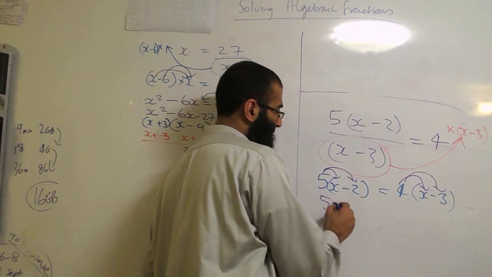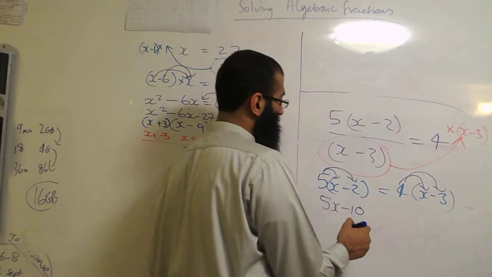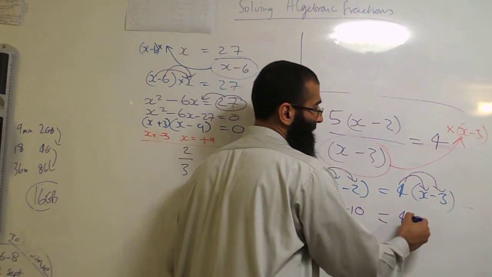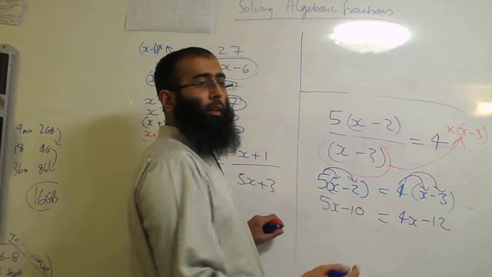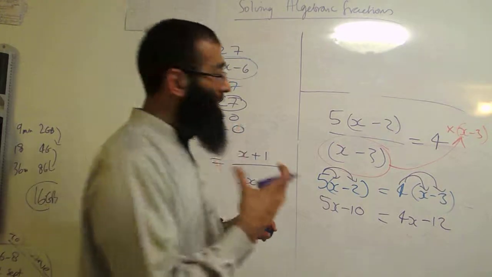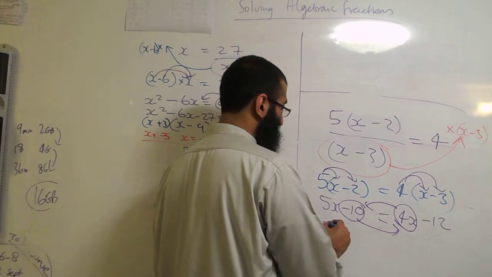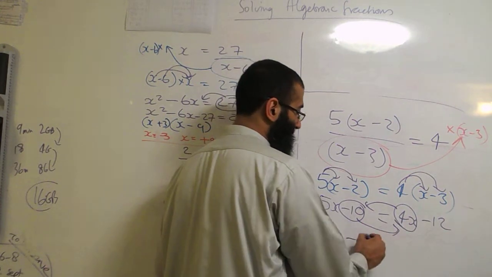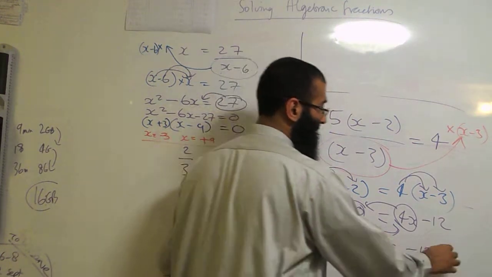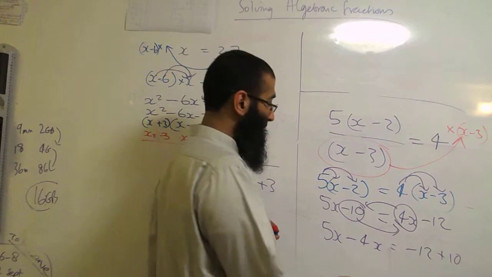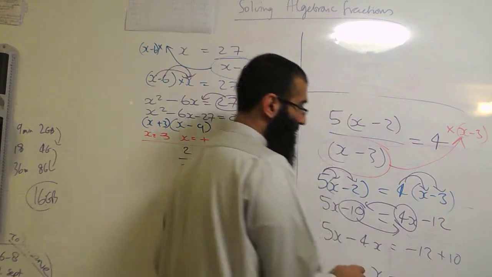So 5 times by x will give us 5x, 5 times by minus 2 will give us minus 10. 4 times by x will give us 4x, 4 times by minus 3 will give us minus 12. Now we need to move the smaller x item to the larger x item. So the 4x goes this way and the minus 10 goes that way. So you have 5x, the opposite of plus 4x is? Minus 4x. And minus 12 stays there. And the opposite of minus 10 is? Plus 10. 5x minus 4x is x. Minus 12 add 10 is minus 2.